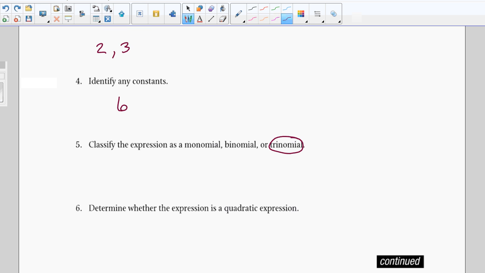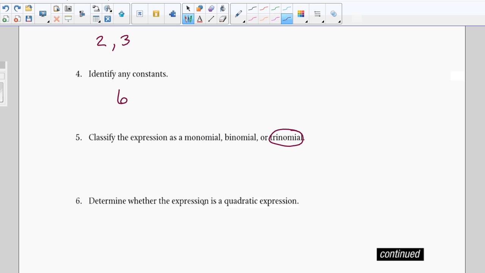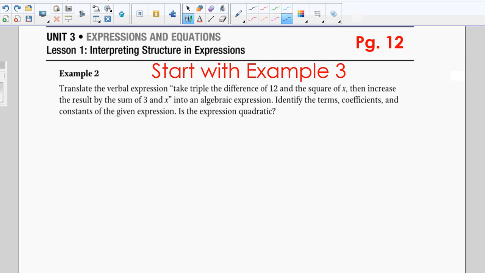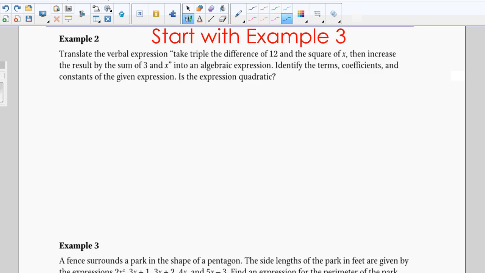And then lastly, determine whether the expression is a quadratic expression. It is, because it can be written in the form ax squared plus bx plus c. Remember, you're really looking for that x squared term in order for it to be a quadratic expression. Alright, so we're actually going to go down and do example 3 before example 2.